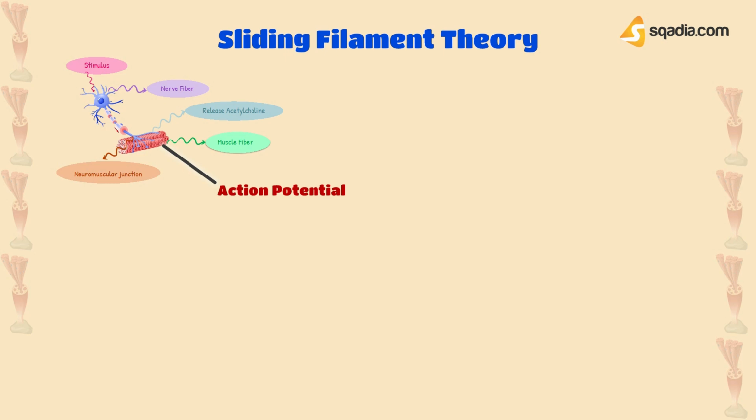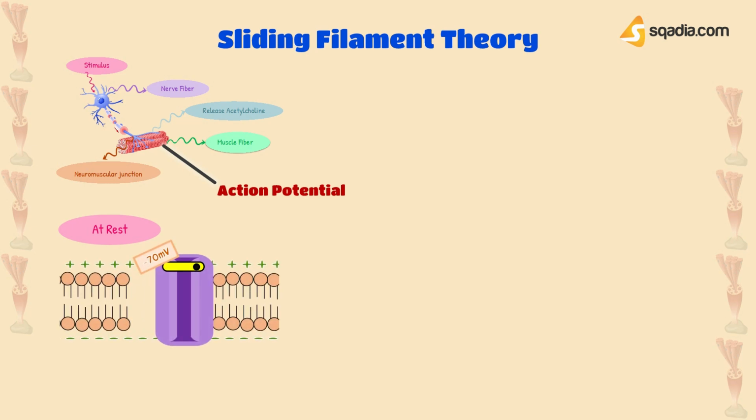Now, do you recall what happens when an action potential reaches the sarcolemma, the cell membrane of the muscle fiber? The action potential means that the charges of the sarcolemma will be exchanged. The action potential causes voltage-gated channels on the sarcolemma to open, facilitating the exchange of ions inside and outside the muscle cell.